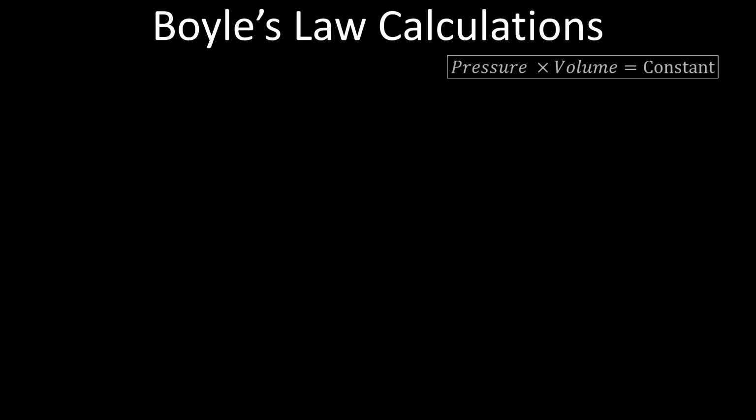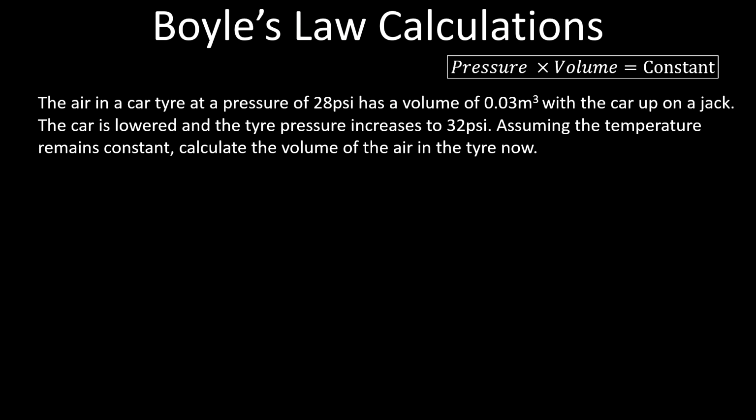Well, Boyle's law calculations, unlike the graph, are a little bit simpler because there are no temperatures to convert. So we don't need to worry about our absolute temperature scale because the temperature is constant. So let's have a look at this example. A car tyre at a pressure of 28 psi, or pounds per square inch, has a volume of 0.03. It's up on some jacks and we lower it down so that the tyre pressure is then increased as it touches the ground to 32 psi.